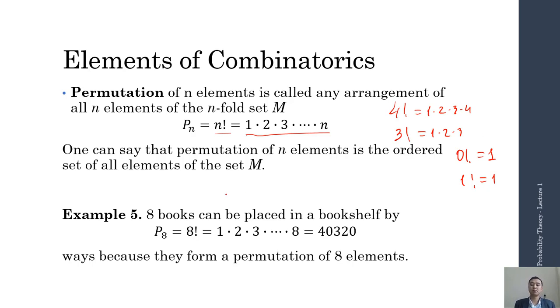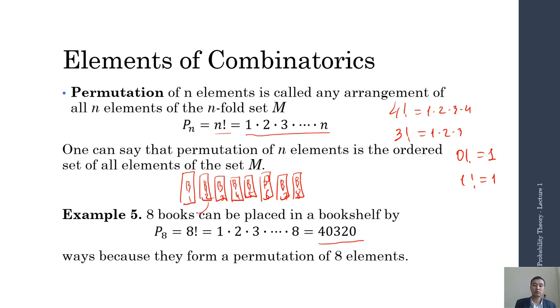8 books can be placed on a bookshelf in P8, 8 factorial ways. If I have 8 books here, like book 1, book 2, book 3, book 4, book 5, book 6, book 7, book 8, these 8 books can be placed on a bookshelf in 40,320 ways because they form a permutation of 8 elements.